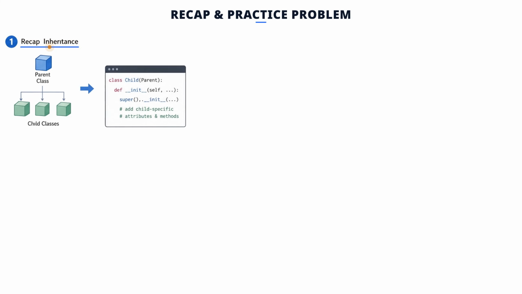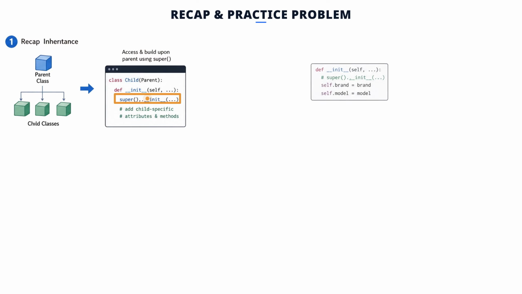Building on our previous example, let's take a moment to recap the core ideas. Inheritance is a powerful concept that allows a child class to access and build upon the attributes and methods of a parent class. Think of it like a structural foundation where the essential traits flow downwards into your specific classes. We use the super function inside our child classes to maintain this connection and pull in that initial setup automatically.